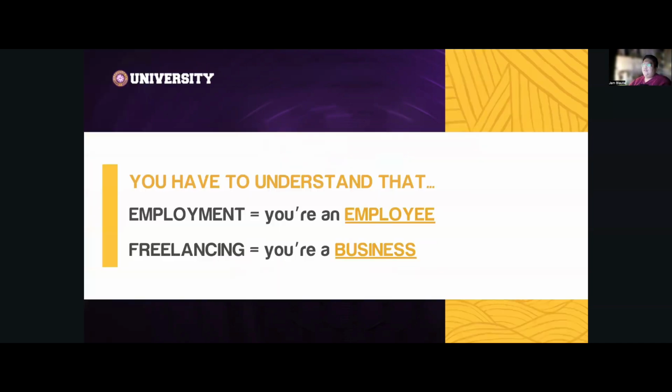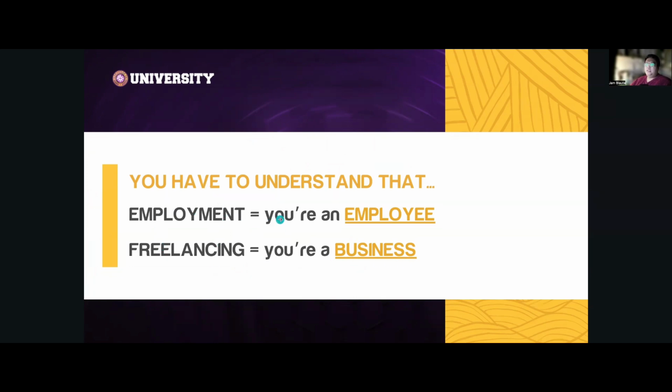Because you have to understand that there's a difference between employment and freelancing. Most of you have this employment mindset, and that's the reason why you are failing. So as a freelancer or as a future virtual professional, you have to have this freelancing or business mindset. What's the difference?